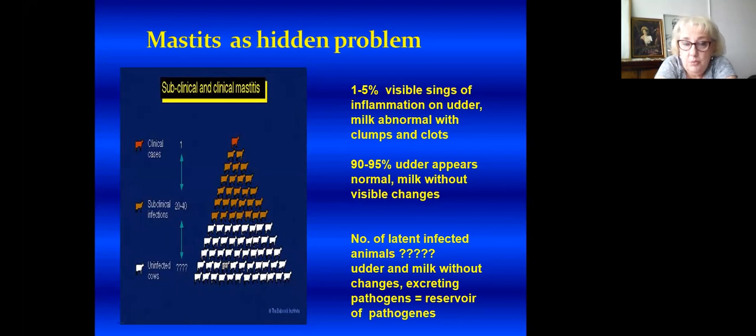That is problem because the animals are ill, they are at risk, and that is the place of losses in dairy. Also, we have a big problem, especially in herd with the high number of ill animals, is the number of latent infected animals, where the udder and the milk is without changes, but they excrete pathogens. They are reservoir pathogens for the other animals, for the people who work with it, and for environment. Please, next slide.